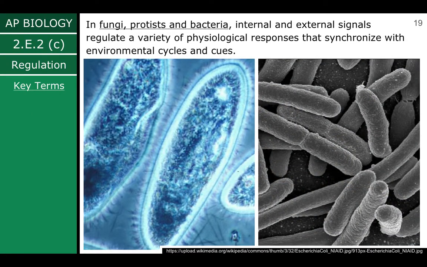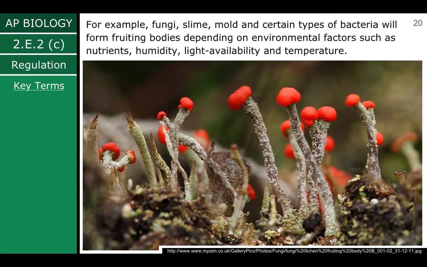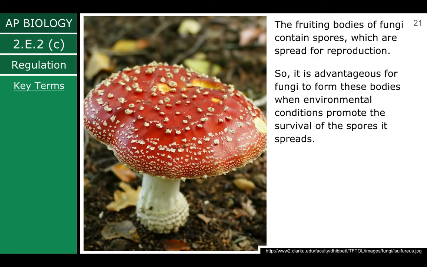In fungi, protists, and bacteria, internal and external signals regulate a variety of physiological responses that synchronize with environmental cycles and cues. For example, fungi, slime mold, and certain types of bacteria will form fruiting bodies depending on environmental factors such as nutrients, humidity, light availability, and temperature. The fruiting bodies of fungi contain spores, which are spread for reproduction. So it's advantageous for fungi to form these bodies when environmental conditions promote the survival of the spores it spreads.